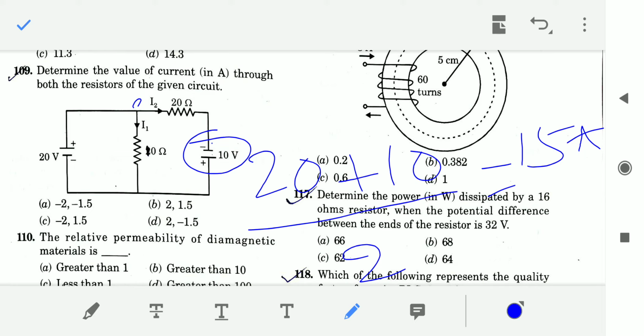30 by 2, right? It is not 2, it is 20 ohms, right? So 30 by 20 is equal to 1.5 ampere. So the answer will be option B, sir.